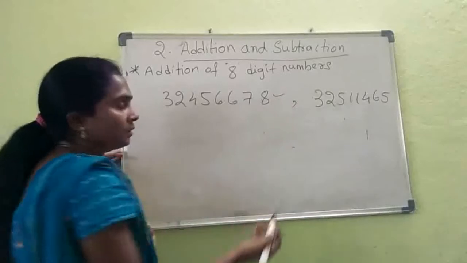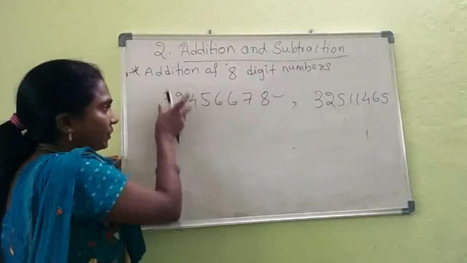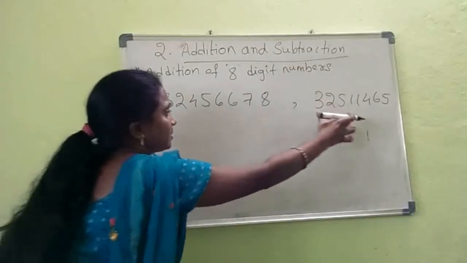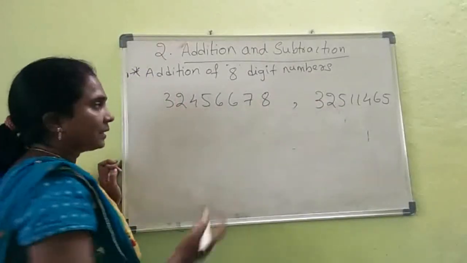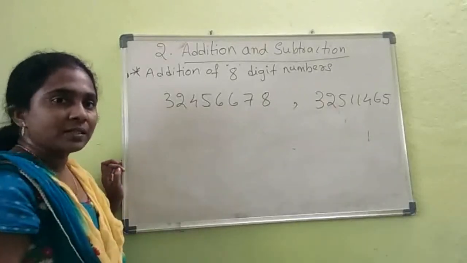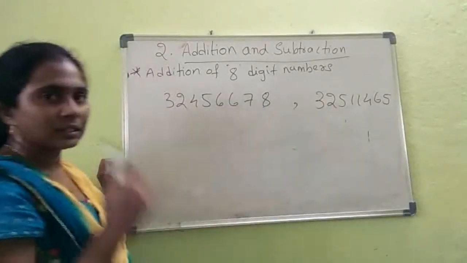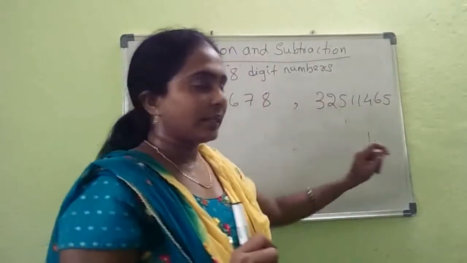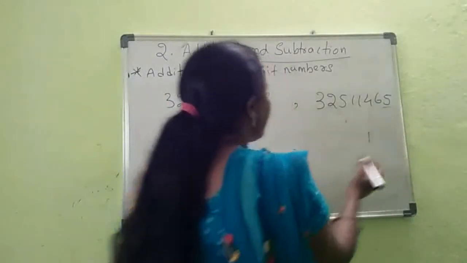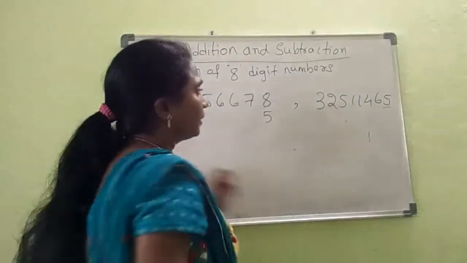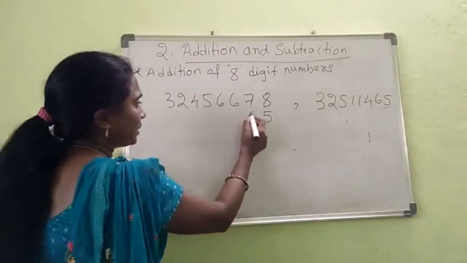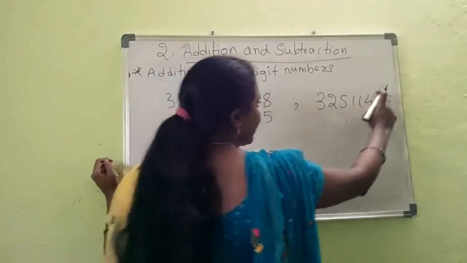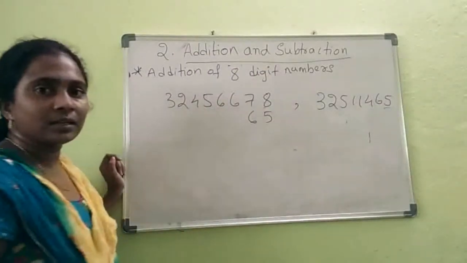First number I placed here. Next, this number you should place below this number, right? Now, how will you start placing this number below the given first number? That is, start with the units place digit, right? What is the units place digit here? That is 8. In this number, what is the units place digit? That is 5. Now, this 5 should be below the 8. Next, 6 should be below the 7, because here the 7 is the tens place digit, and in this the 6 is in the tens place.